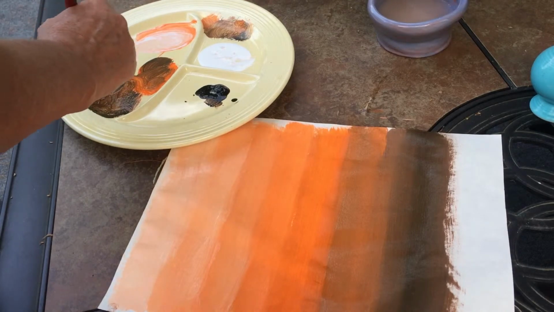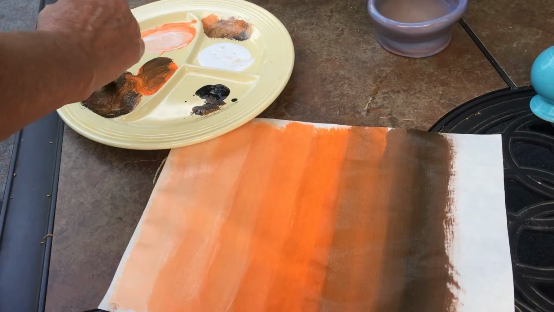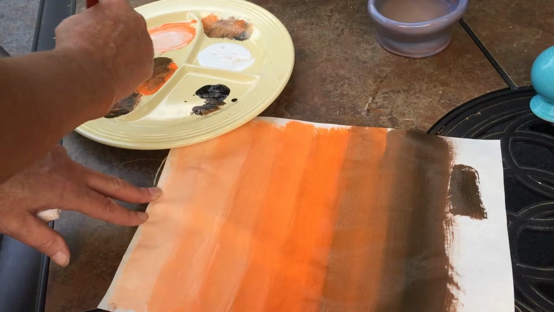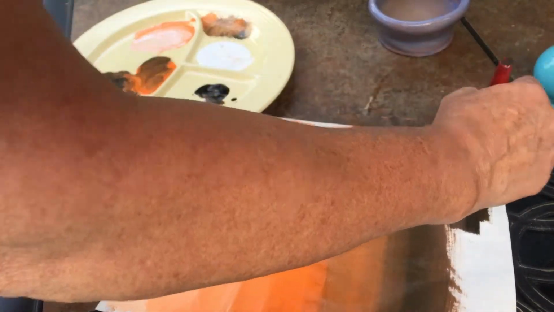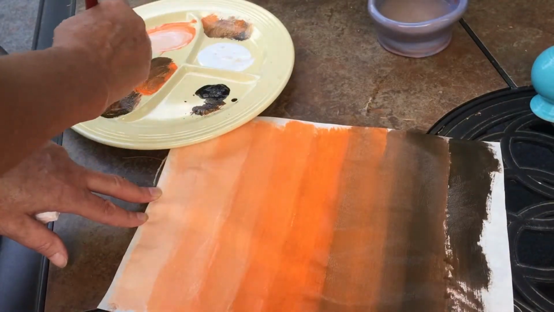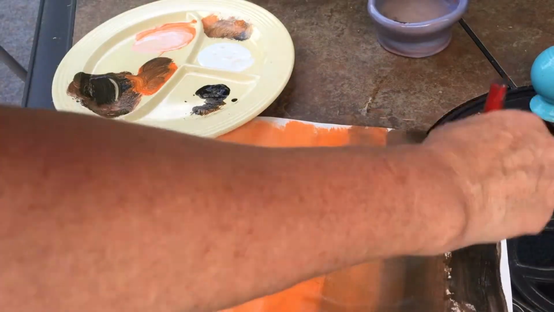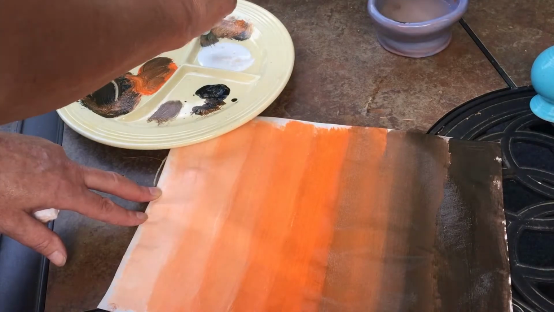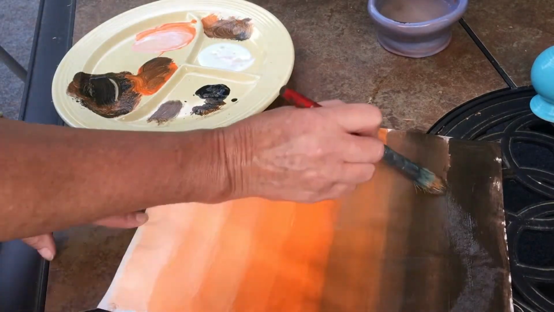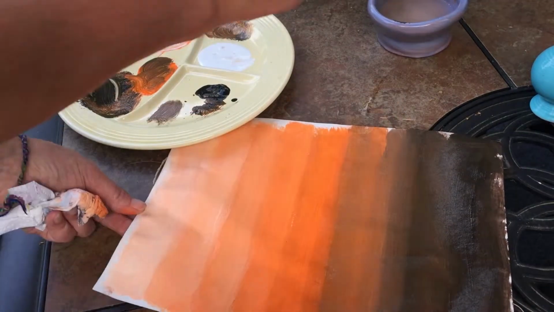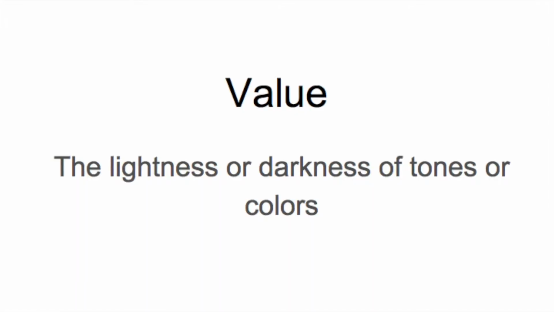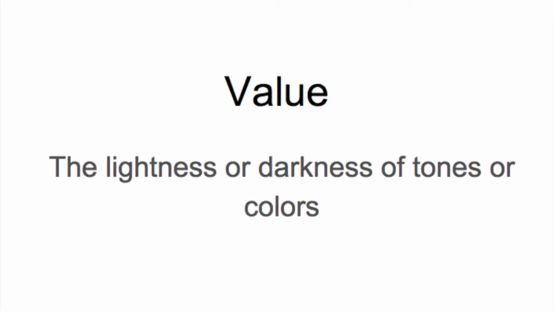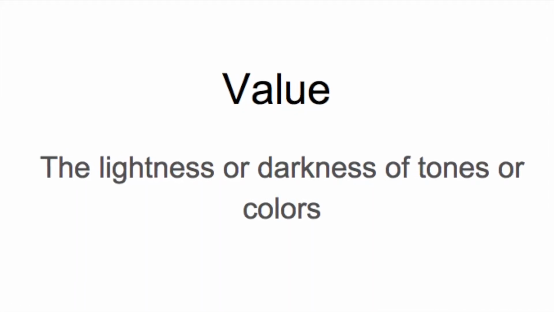So I'm going to go pretty dark at the end here because we're going to the darkest value of the color orange. So filling it in, and there you have, in this case, a color gradient for the color orange, going from light all the way to dark. Value: the lightness or darkness of tones or colors.